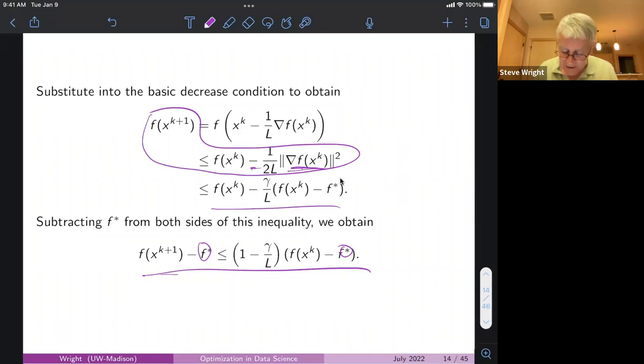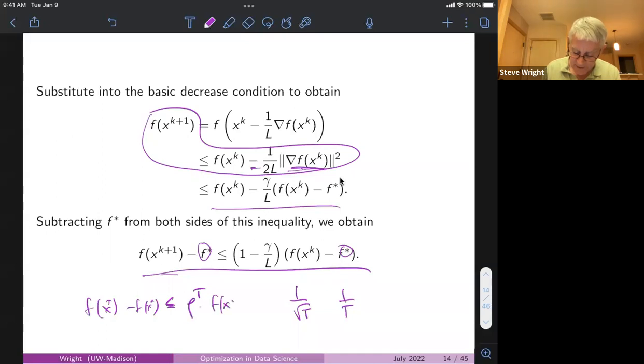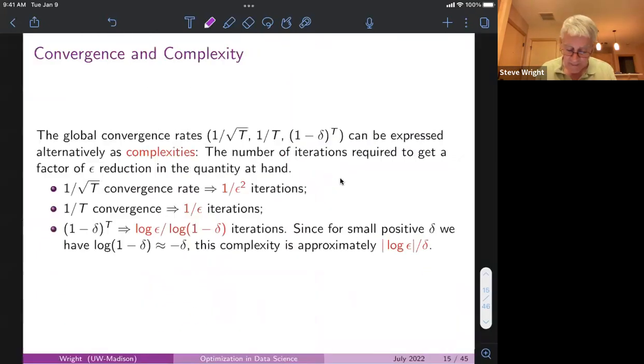Okay, so this is much faster convergence. This is much faster than 1 over square root of t or 1 over t. This is actually geometric convergence. So this will show us that f of xt minus f of x star is less than or equal to some rho to the t times f of x0 minus f of x star. Right, so it's much faster convergence, provided rho isn't too close to 1.